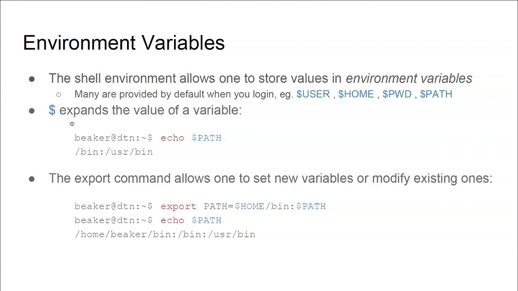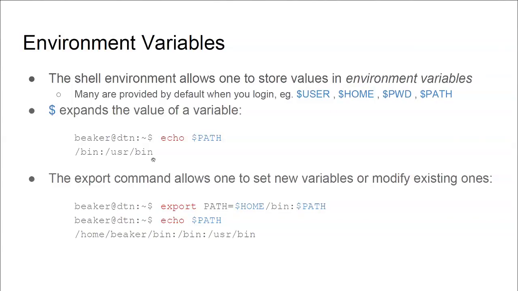The $ sign is what expands the value of a variable. So echo just repeats whatever follows it. If you do echo and just regular text, it will just print it out on the next line. But if you do echo followed by a variable name preceded by the $ sign, it will print that out. So for example, here, Beaker wants to see where it will look for programs in his PATH. If he executes that, you can see there's /bin followed by a colon and then /usr/bin. So those are the only places where the shell will look for programs.